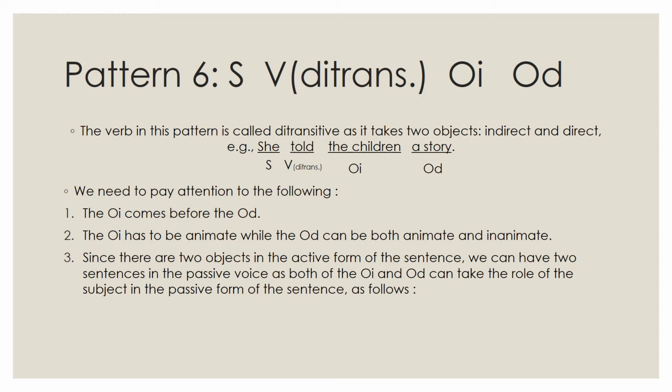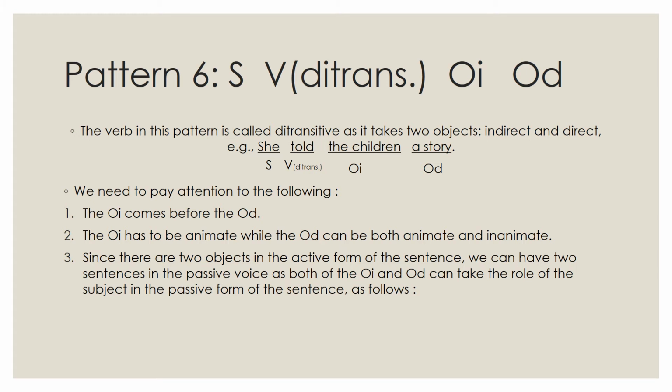When we examine the structure of such sentences, we have to pay attention to the following points. Number 1, the indirect and the direct object are not arranged randomly in the sentence. No, they follow a certain order. Which one comes first? The indirect object comes before the direct object. This is 1. Number 2, the indirect object has to be animate.